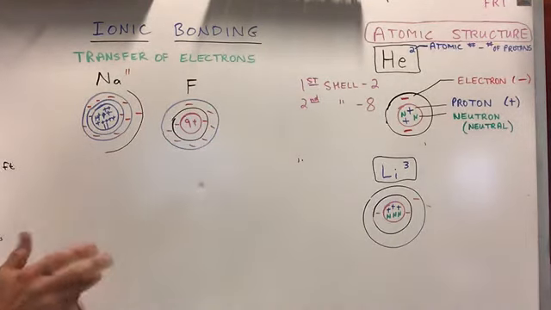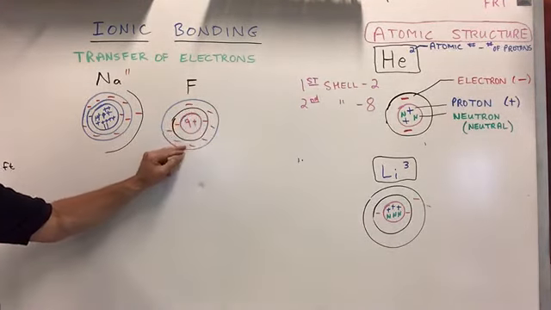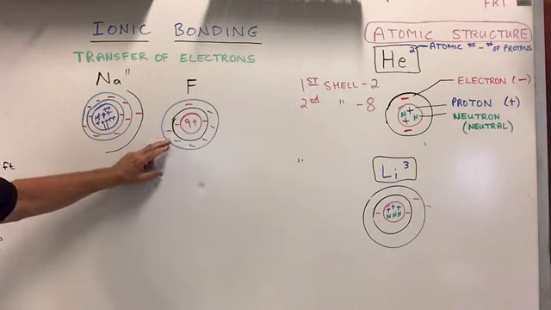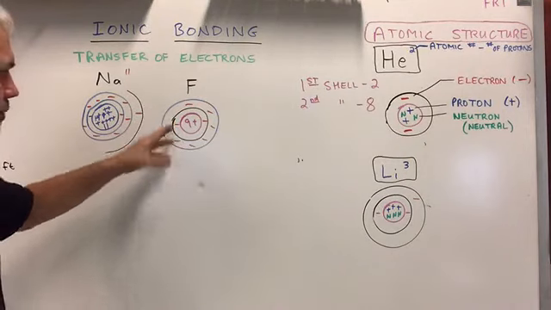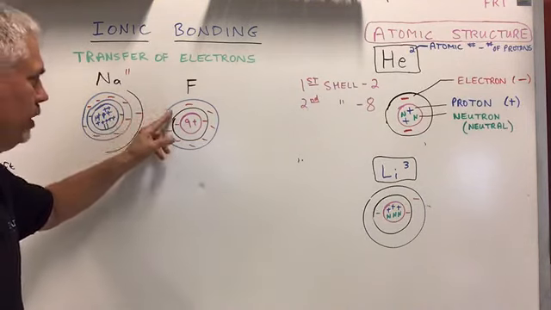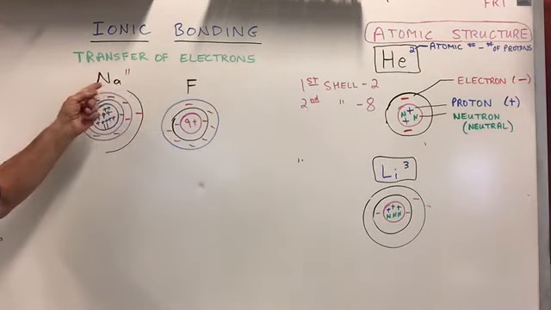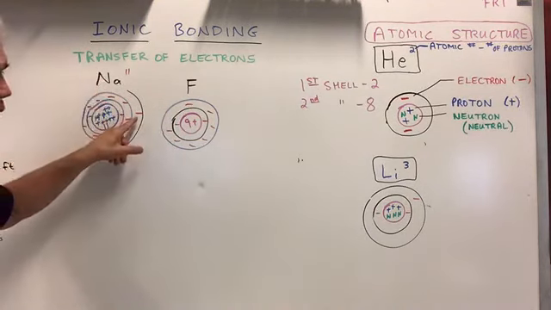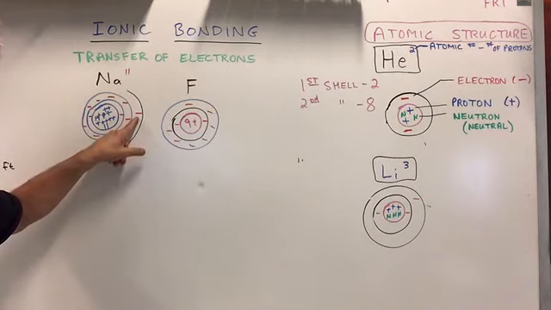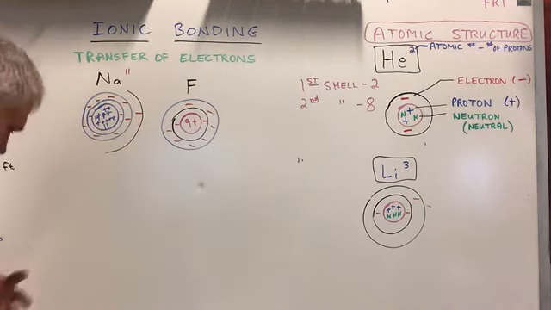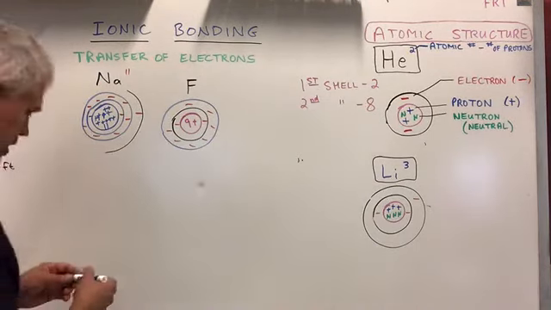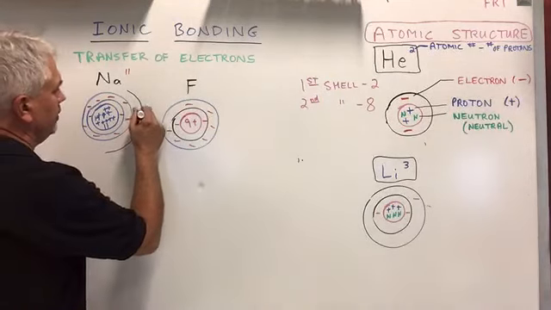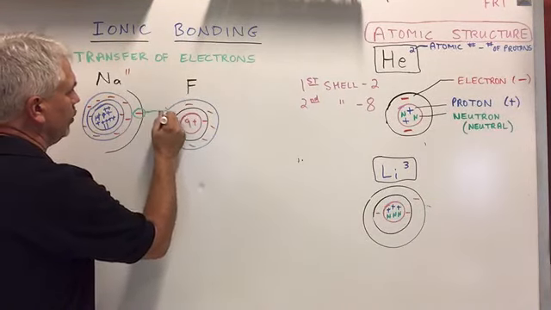So what is going to happen? Well, is fluorine going to try to gain 1 electron or get rid of 7? Well, obviously it's easier to just gain 1 electron. Sodium, on the other hand, would rather just get rid of this 1 electron. So sodium says, hey, fluorine, would you like this electron? Fluorine says, heck yeah, I'll take it. So sodium gives up the electron. Now, why does it do that?